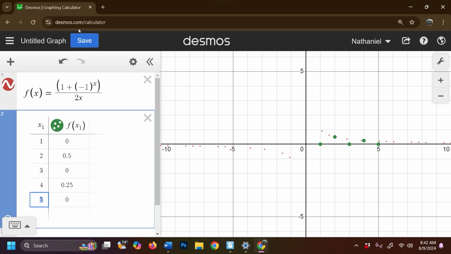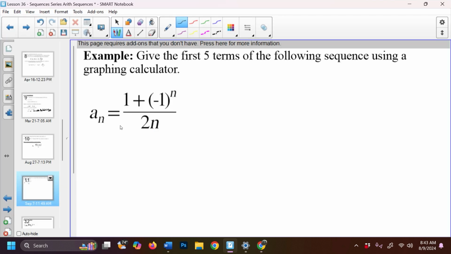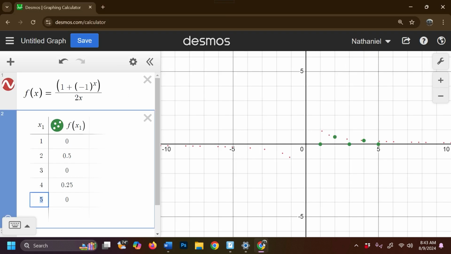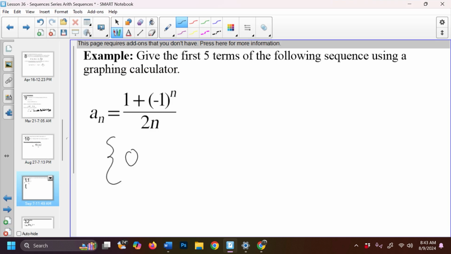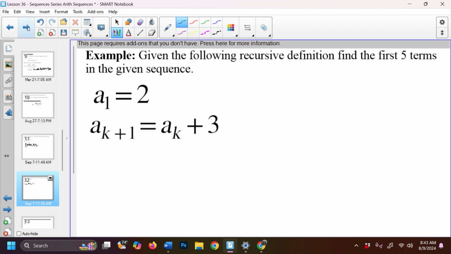So I go back to Desmos here, go back to the slide, and we're going to make a list of those numbers from this table, and I end up with 0, a half, 0, a quarter, and then 0. And that goes on forever, but that's the first 5 terms. Example, given the following recursive definition, find the first 5 terms of the sequence. And again, when they give you a recursive one, they tell you the first term, put it in. Don't do any more work than what you have to do.